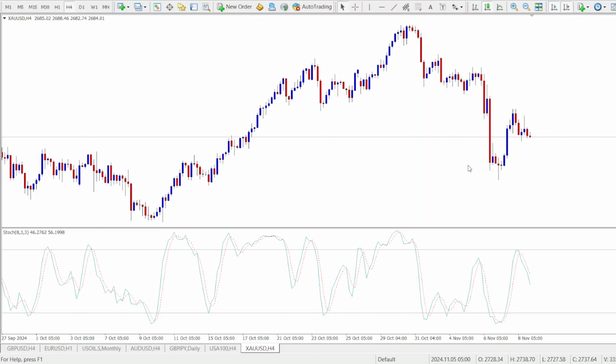Now, when the stochastic is at the top of its range, it signals that the asset might be overbought. As we can see here, when we have the stochastic above the 80 level, it signals that the asset might be overbought. And when we have the stochastic below the 20 level, it signals that the asset might be oversold. This is why traders frequently use the stochastic oscillator to time their entries and exits, especially in Forex.